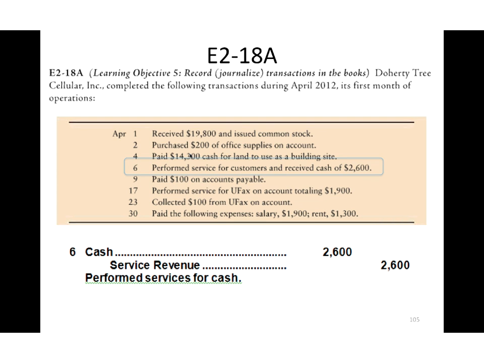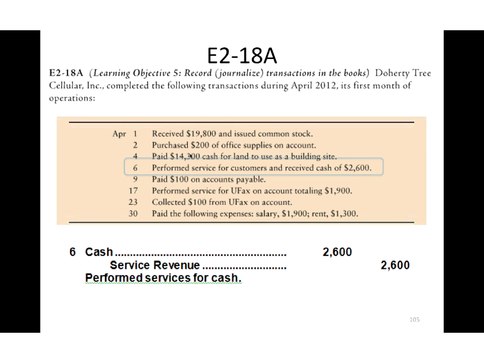Next one, we paid $100 on accounts payable. You're in range. Okay. So what's one account involved on April 9th? We paid $100 on accounts payable. We're down to the one that's below there. The one below the one circled. Accounts payable. We're going with that. Okay.